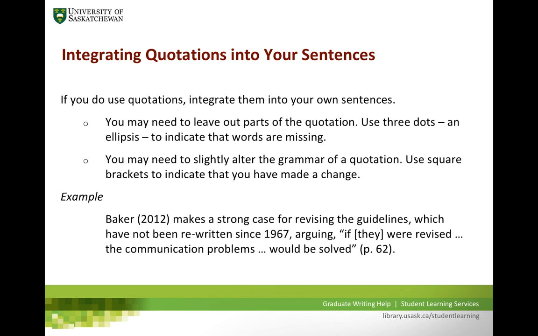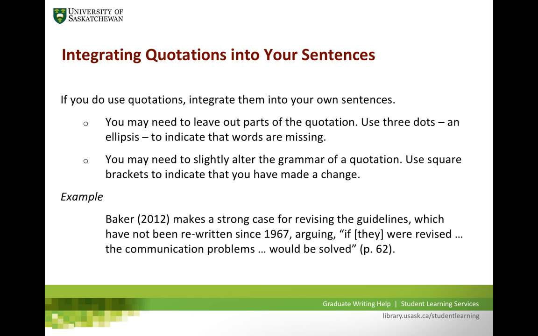If you do integrate quotations into your sentence, I suggest using parts of quotations. Why? Because they're easier to integrate into your sentences. So how can you integrate quotations into your sentences? You may need to leave out parts of the quotation that maybe aren't as important to the point that you're making. And also, if you leave out words, then you'll shorten your quotation, which is a good idea. To indicate to your reader that you've left out words, you use 3 dots, also known as an ellipsis. And this indicates that those words are missing.